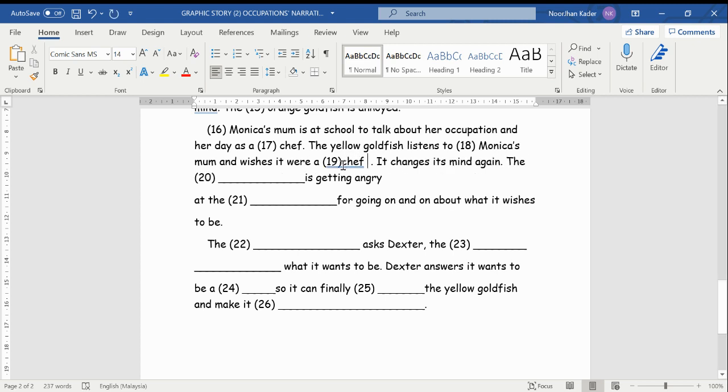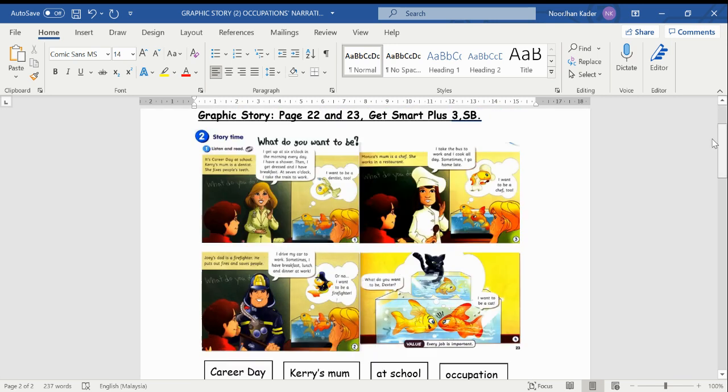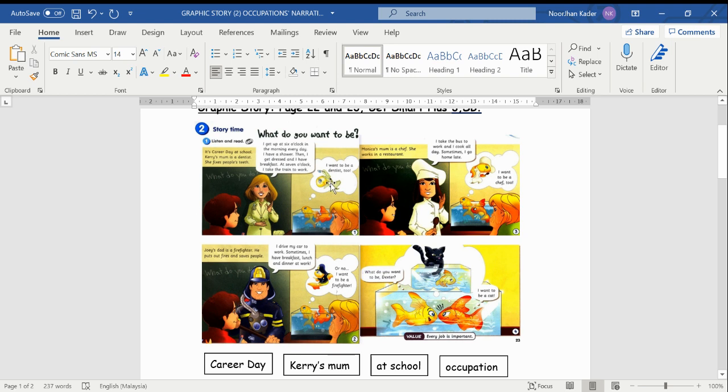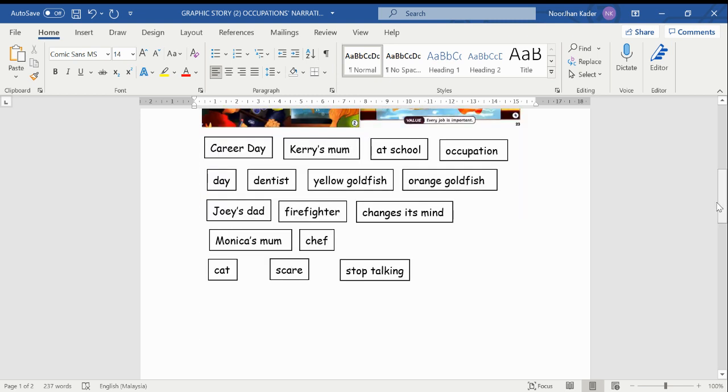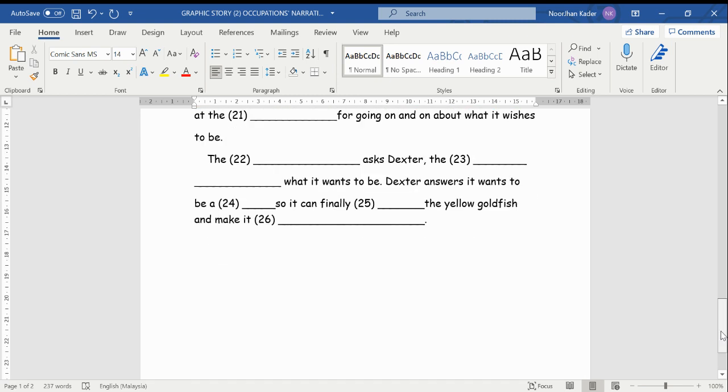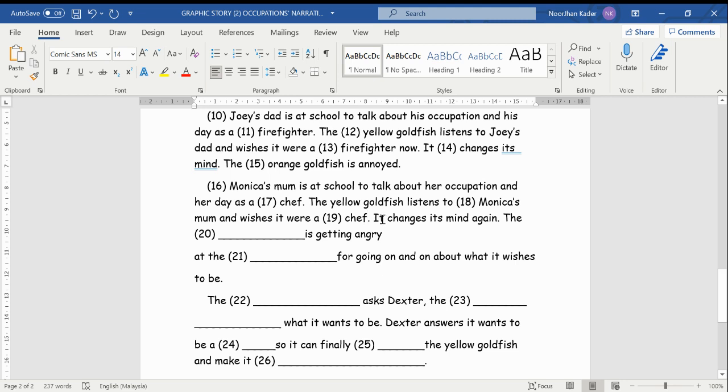Okay, we are almost there. It changes its mind again. Of course it changes its mind again, because first it wants to be a dentist, then it changes its mind and wants to be a firefighter. Then it changes its mind again and wants to be a chef like Monica's mom. Why do I say again? Because this is the second time it's changing its mind. The dash is getting angry.